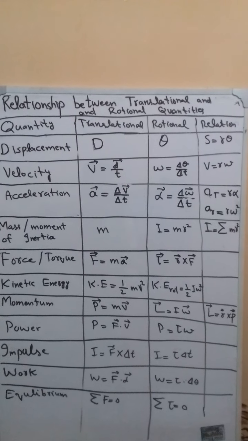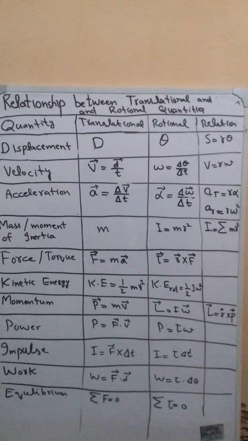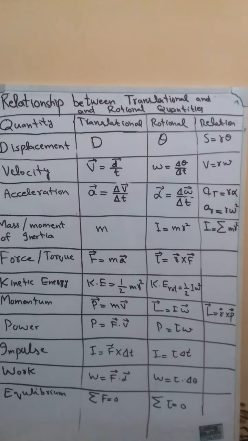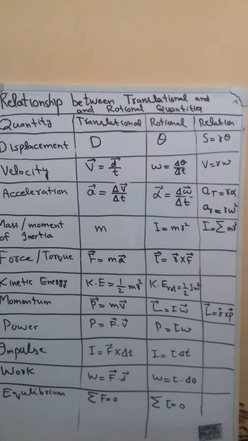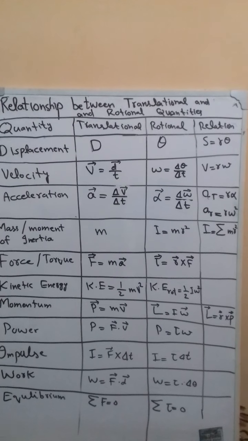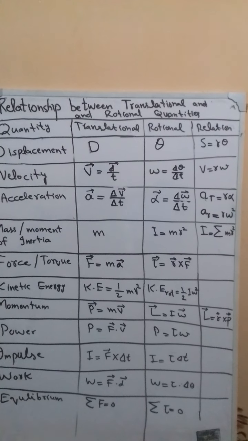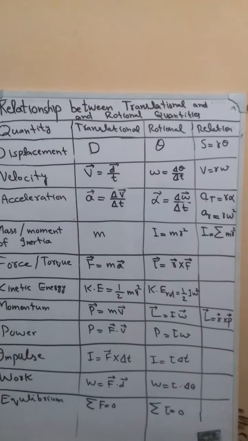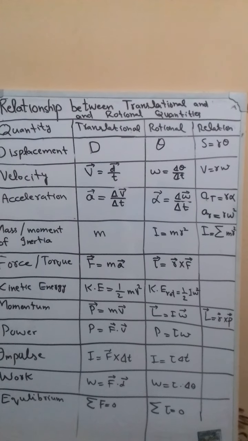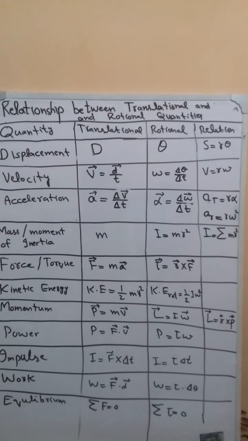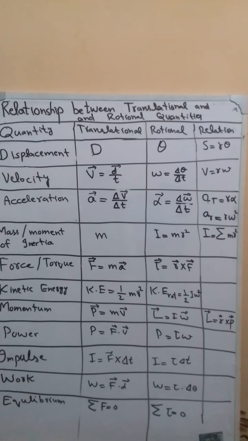First quantity is displacement. In the translational case, it is denoted by d, and displacement in the rotational case is denoted by theta. The relationship between displacement in rotational and translational is S is equal to r theta.